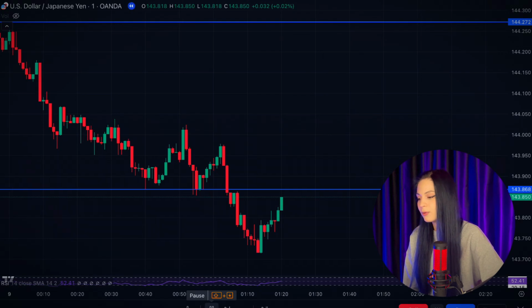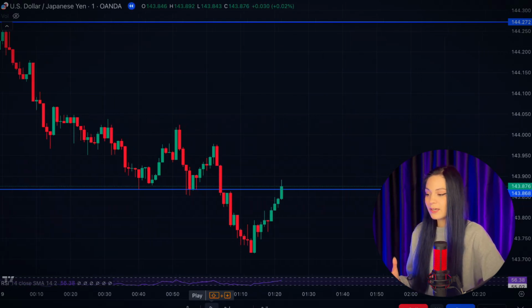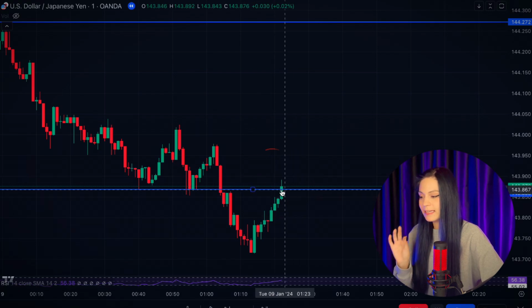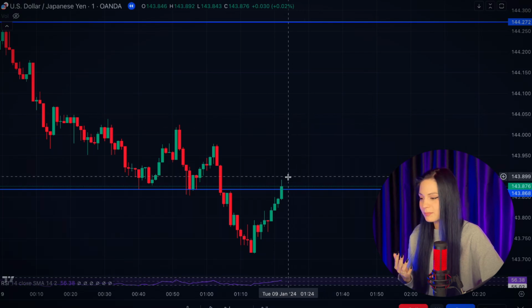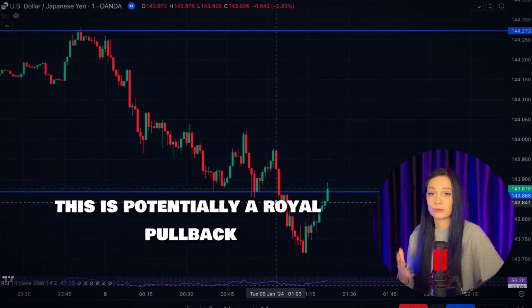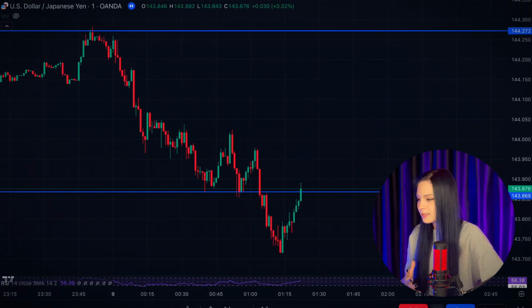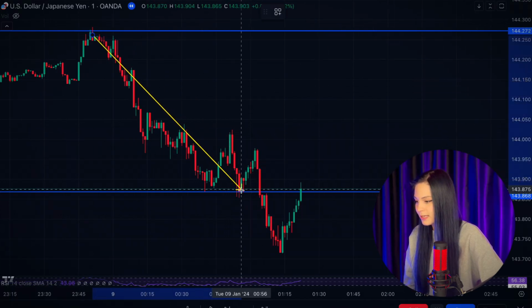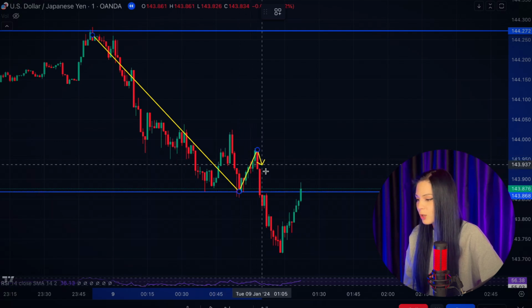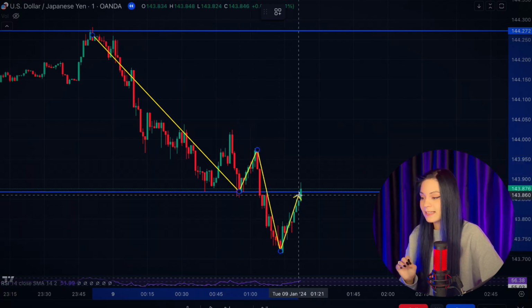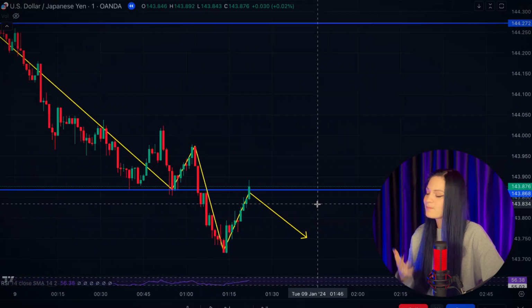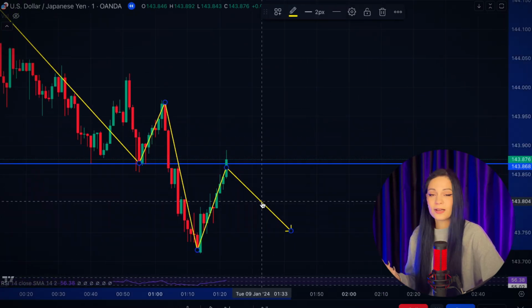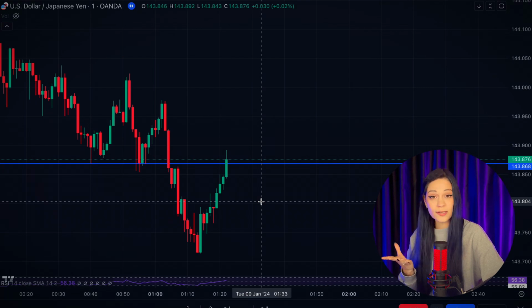We need to see what is going to happen with the price. It's slowly going up to that level, and right here it touched the level. If the price won't go up, that means this is potentially a royal pullback. So the price was moving down right here till this level, went back up and went back down, going through the level and touched the level again. Now we are expecting the price to go down. But of course, at this point we are not entering a deal because we need what? Additional confirmation, which is step number 2.